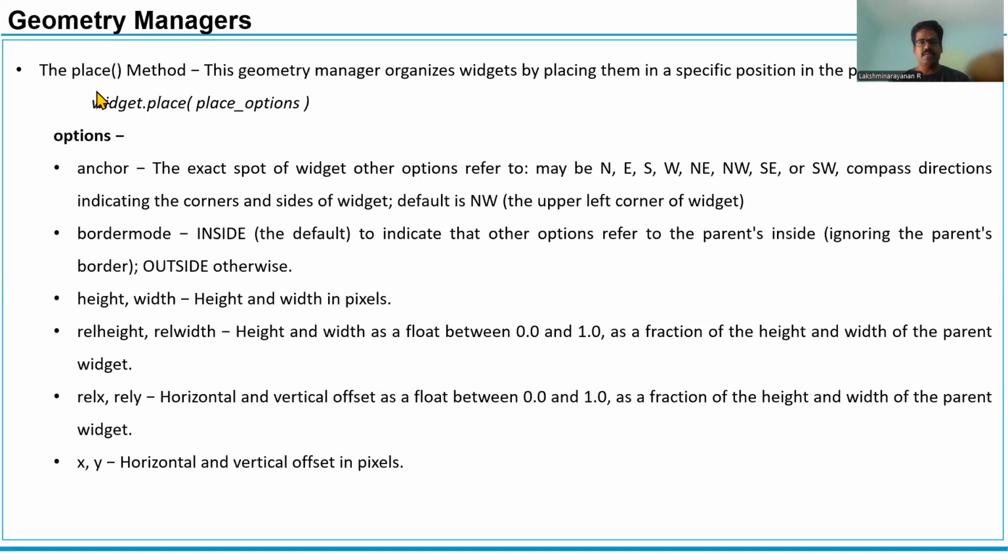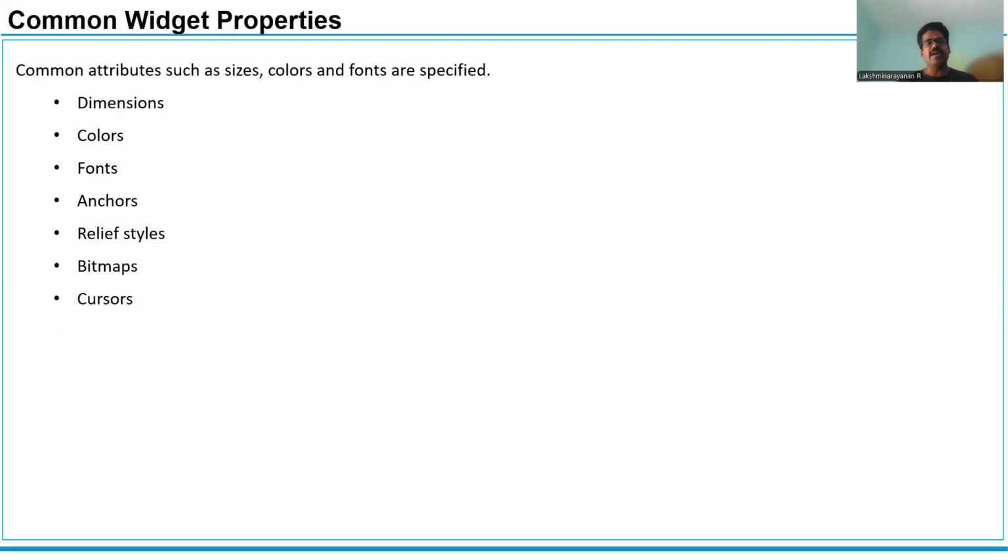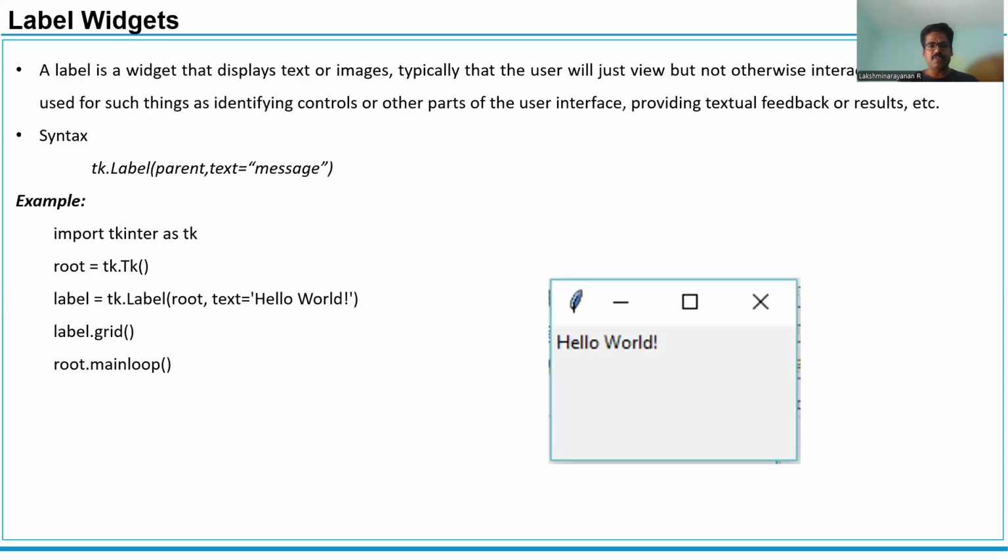Like grid and pack, we can also use place, where we are placing the text or labels. If you are using labels or a text button, you specify where it should be placed, like an anchor: northeast or west, the exact location in your application window. Next is border mode, inside or outside, and height, relheight and width, relx and rely, and the x and y axis, the horizontal or vertical offset in pixels. And these are dimensions, colors, fonts, anchor, relief styles, bitmaps and cursors.